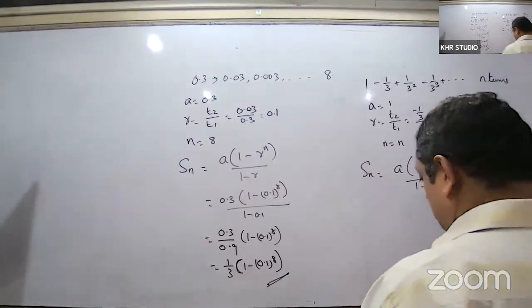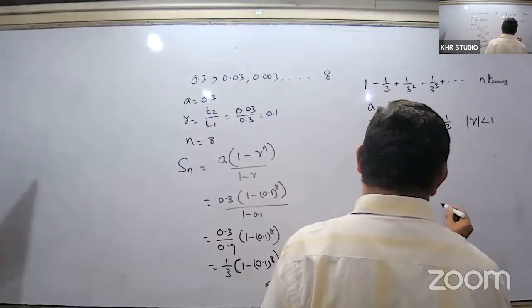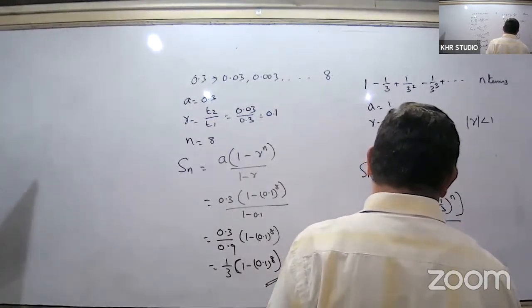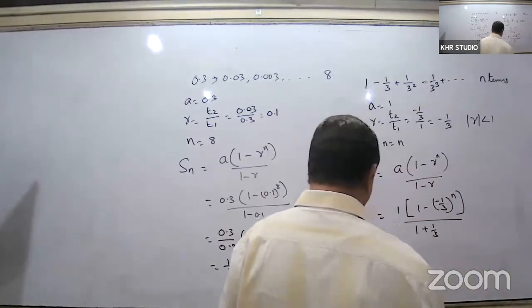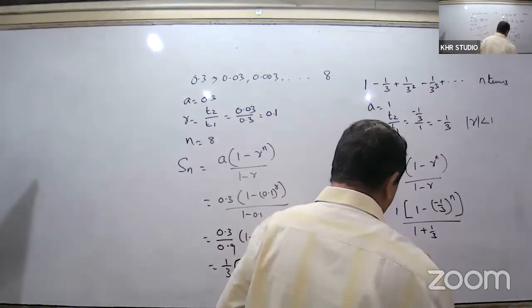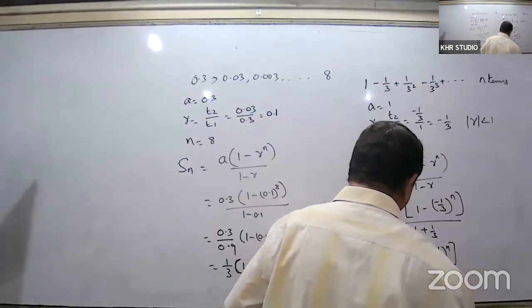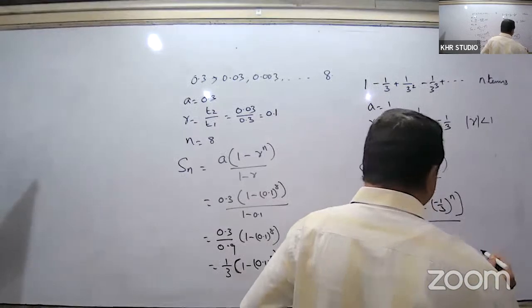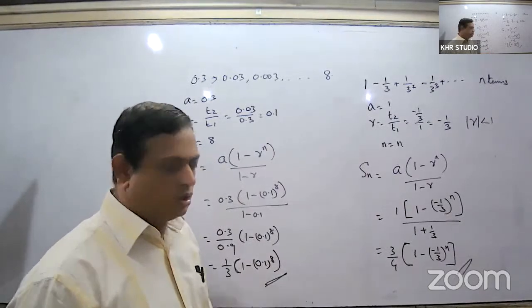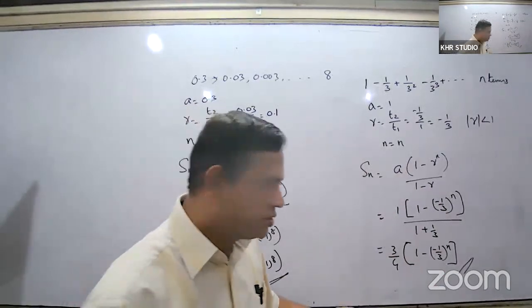What happened? Not getting it. A is how much? 1 minus minus 1 by 3 raised to n, divided by 1 minus minus 1 by 3, which is 1 plus 1 by 3. What is 1 plus 1 by 3? 4 by 3. So it will come 3 by 4 now. Yes. 1 minus 1 by 3. Because minus 1 cannot be simplified further. Okay. You want to write the minus 1 raised to n upon 3 raised to n as a fraction.